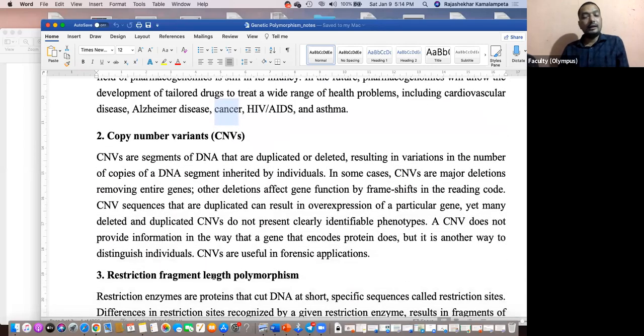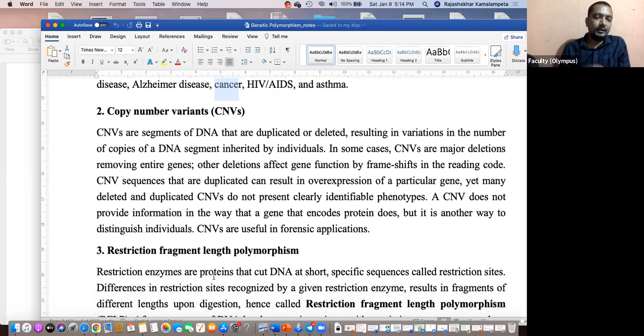Okay, understand these concepts. This is a handout I'm going to post to you after class. Okay, so is it clear what is SNP? Single nucleotide polymorphism, single letter change. Copy number variants. Sometimes we have changes in number of copies of genes. You may not have one gene for one character. Sometimes you may have the same gene in multiple copies.